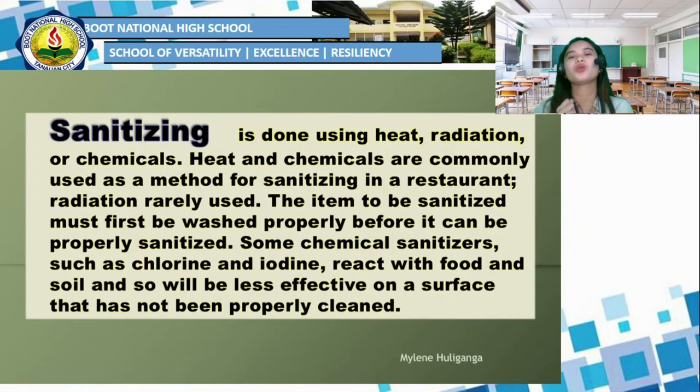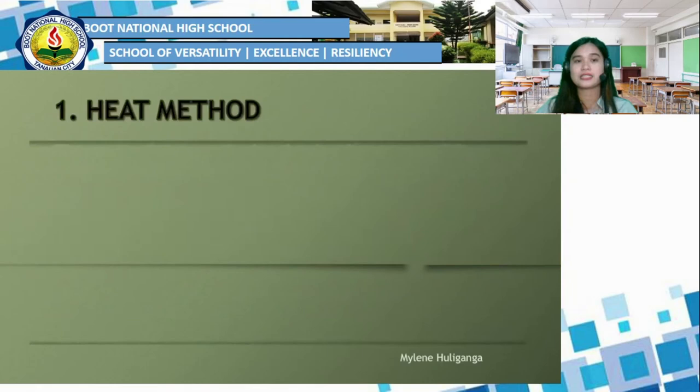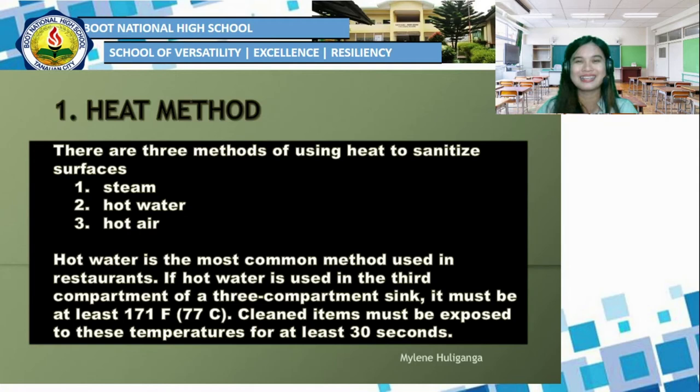Now, let's go on with the sanitizing agents or sanitizing methods. We have the heat method. Ito yung binabanlian natin. Diba? Binabanlian natin ang isang surface. For example, there are three methods: steam, hot water, and hot air. Hot water is the most common method sa mga restaurant wherein binubuhusan natin yung mga floors. Just like also now, we're having our COVID-19 pandemic, ito yung isa sa ginagamit na pagsasanitize. Binabanlian natin kasi mas namamatay ang germs sa mainit. Okay pa? Ayan. So, that is the heat method.